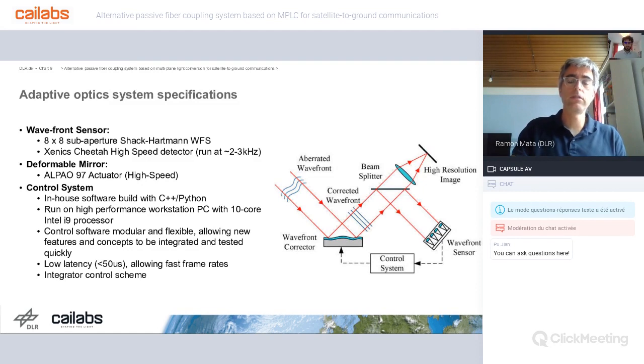So here you see the scheme of the adaptive optics system on the right part. The aberrated wavefront is the received wavefront that goes towards the deformable mirror. Then it's split with a beam splitter and goes to the wavefront sensor, and the wavefront sensor drives the deformable mirror through the control system. And then you have the high resolution image, or you have your fiber coupling, at that part after the correction of the deformable mirror.